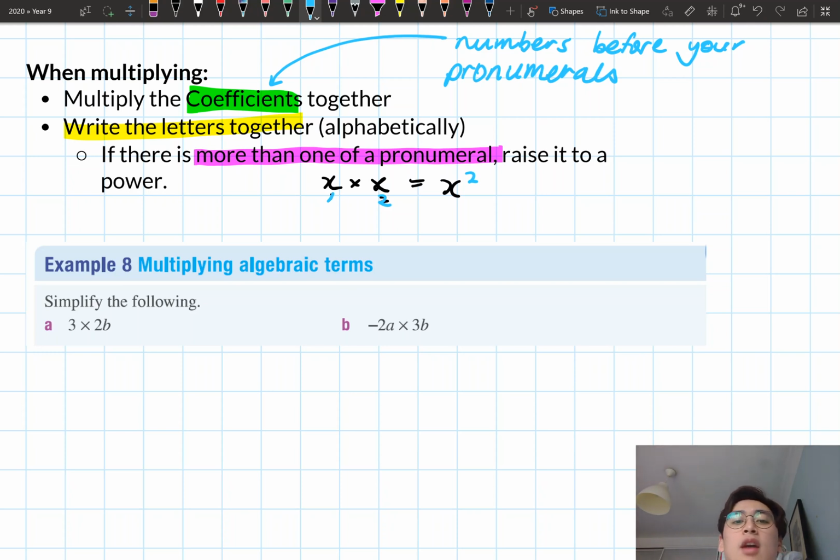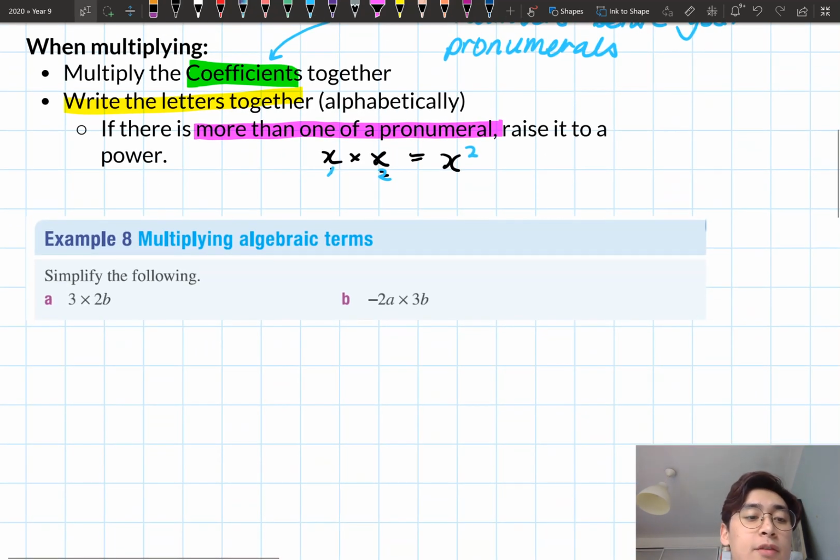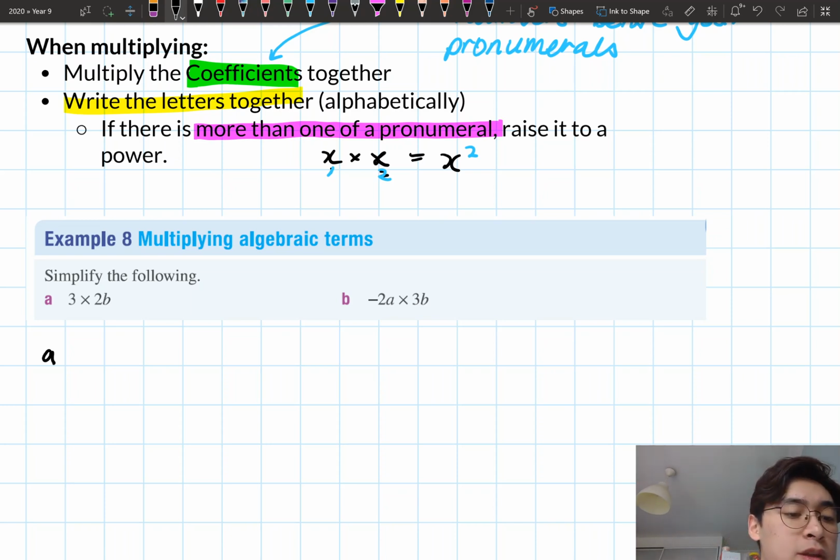So here, when I do x times x, I'm just going to do x squared. So let's have a go at a couple of examples here. Let's have a go at this first one down here. I want to simplify the following algebraic terms. The first one is 3 times 2b. 3 times 2b.